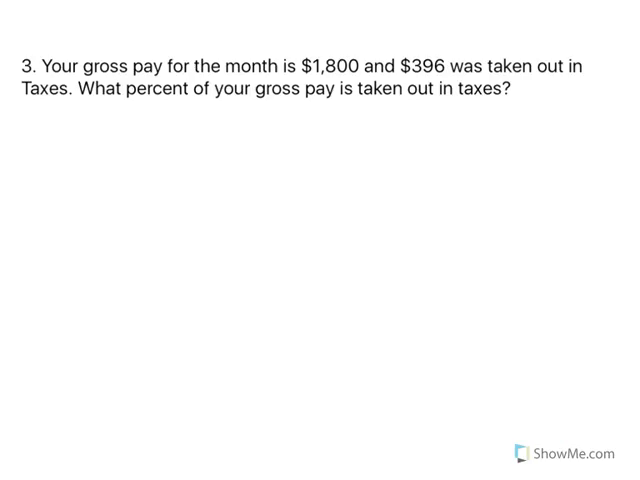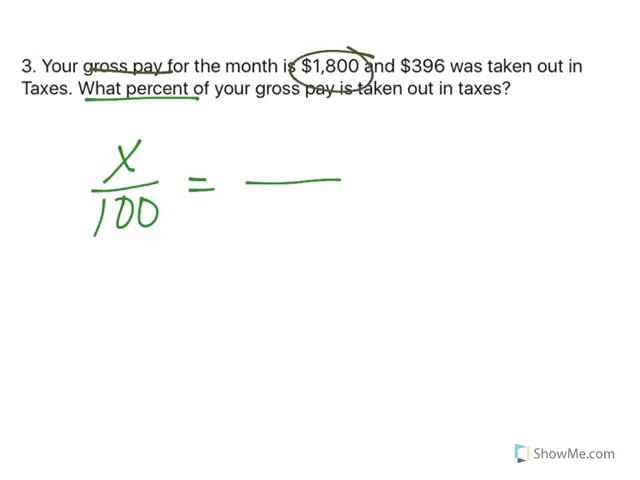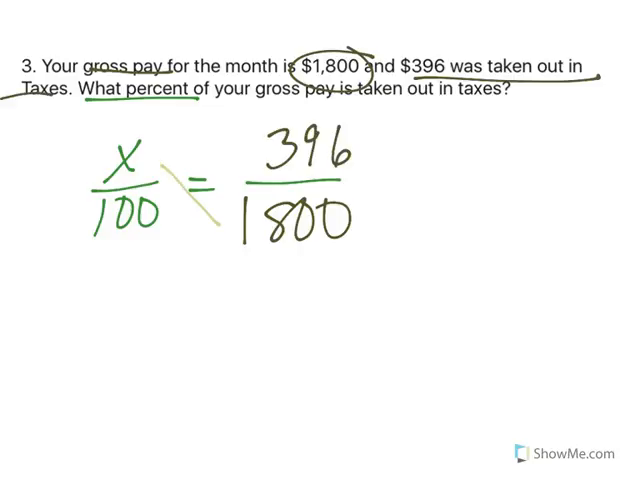Number 3. A little bit depressing here. Your gross pay for the month is $1,800, and $396 was taken out in taxes. What percent of your gross pay is taken out in taxes? The question says, what percent? X over 100. On the right, think part to whole. Gross pay is everything you earn. That's total. Taxes is part. Goes on top. Cross multiply.